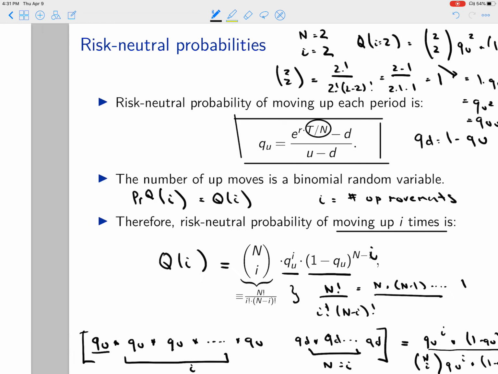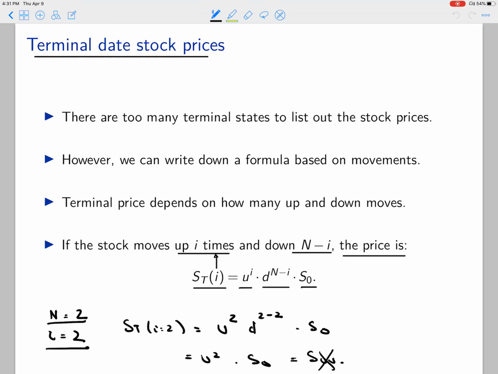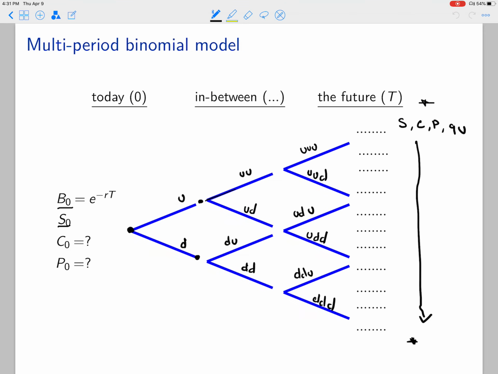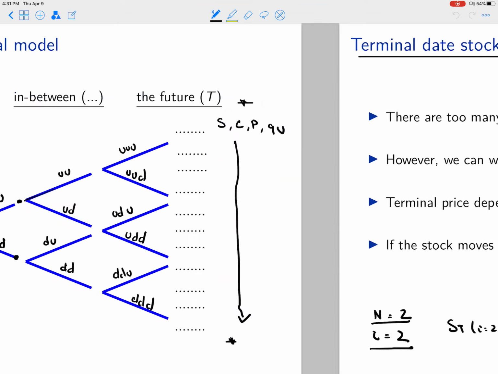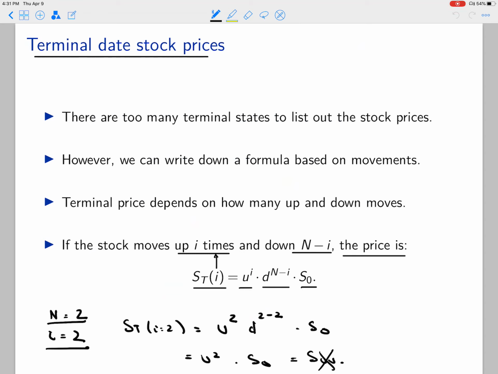Okay. So to recap, if we want to use the multi-period binomial model, the number of states becomes unruly at the end, but to calculate the derivative's price, all we need to know is the derivative's payoffs and the risk-neutral probabilities of each of those states. The derivative's payoffs just depend on the stock. In this particular case, the call and put payoffs depend on the stock price at those later dates.